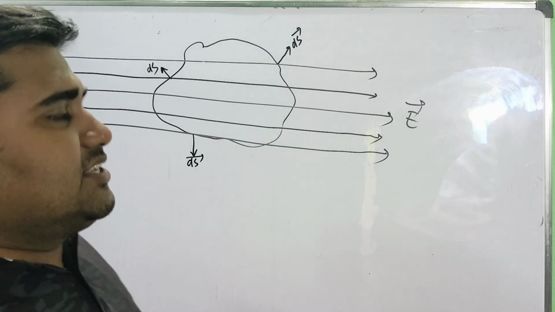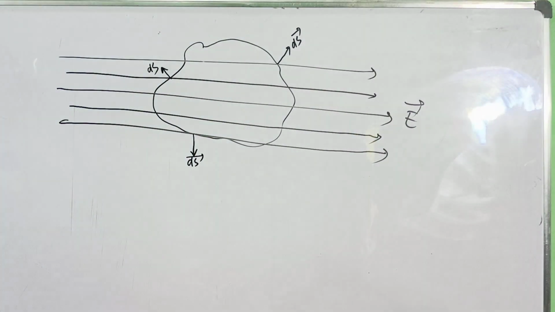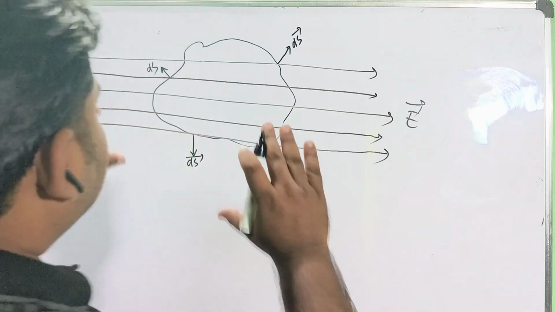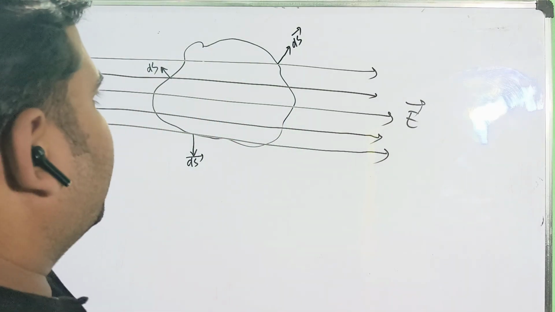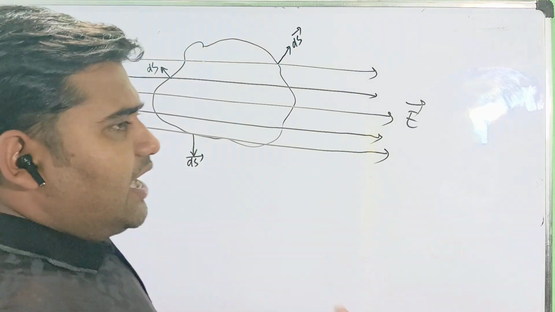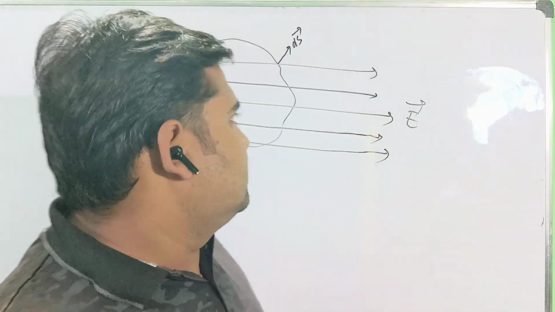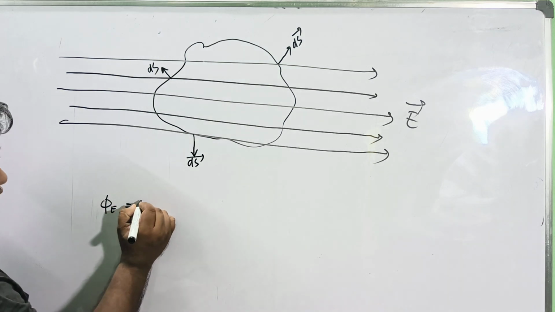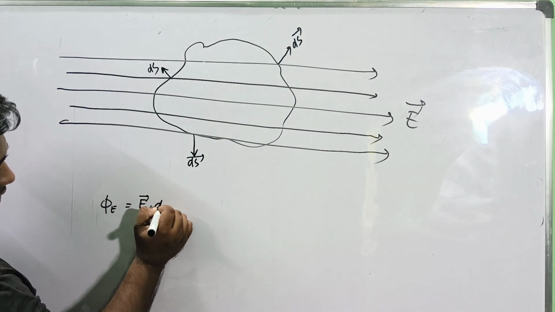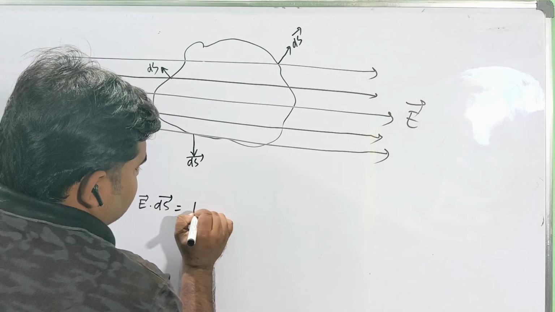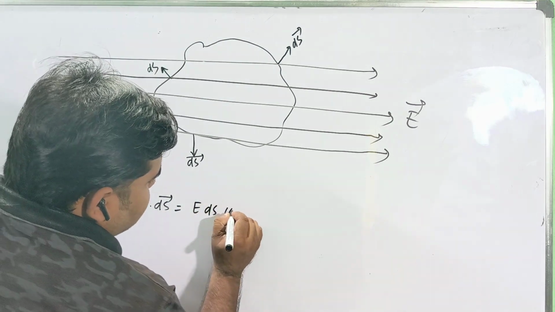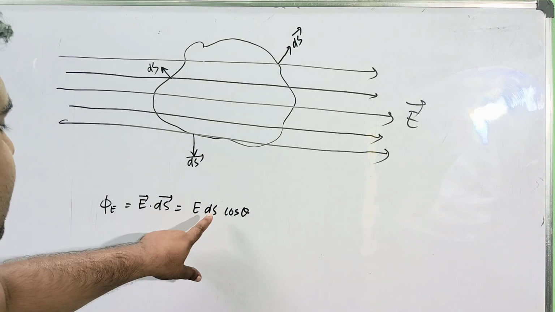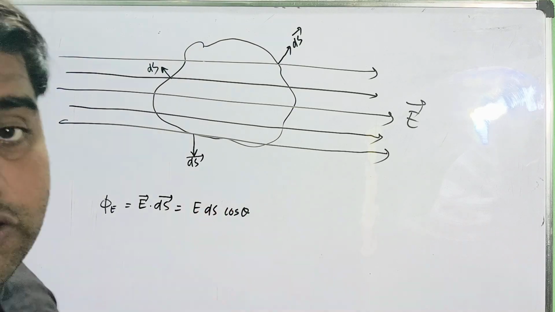Why am I drawing such things? Okay, it's because you have to identify the angle between these 3 points. If I am to calculate electric flux at such points, then I shall be writing phi E is equal to E dot ds, which gives me the value E ds cos theta. So flux depends upon E, it depends upon ds, and it depends upon cos theta.